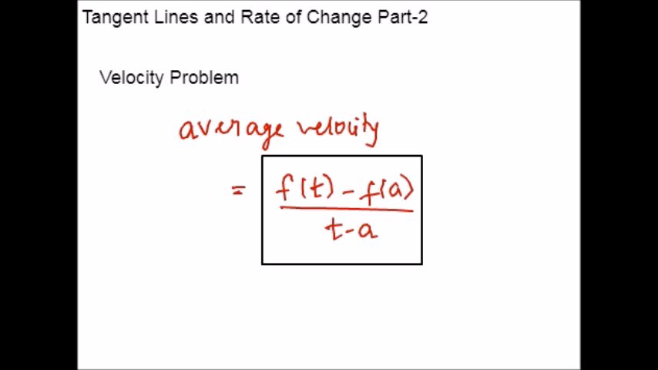And then take values of t closer and closer to t equal to a, and then use these values to estimate the instantaneous rate. Are you clear with the velocity problem now? Okay, let's have a glance over change of notation.